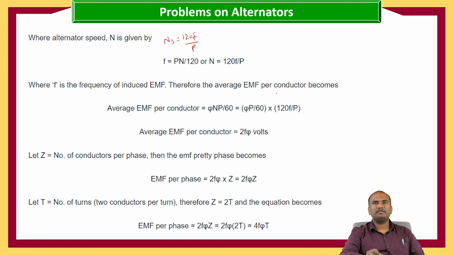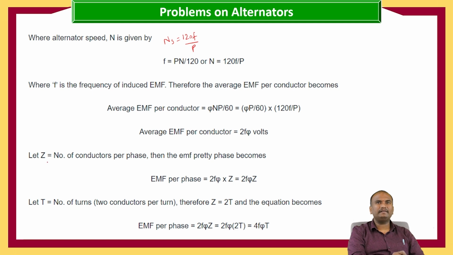Therefore, the average EMF per conductor is phi N P by 60. In place of N, if we substitute 120 f by P, that is phi P by 60 into 120 f by P. Here 60 and 120 will get cancelled, we get 2f. Here the average EMF per conductor is 2f phi. Here P also gets cancelled.